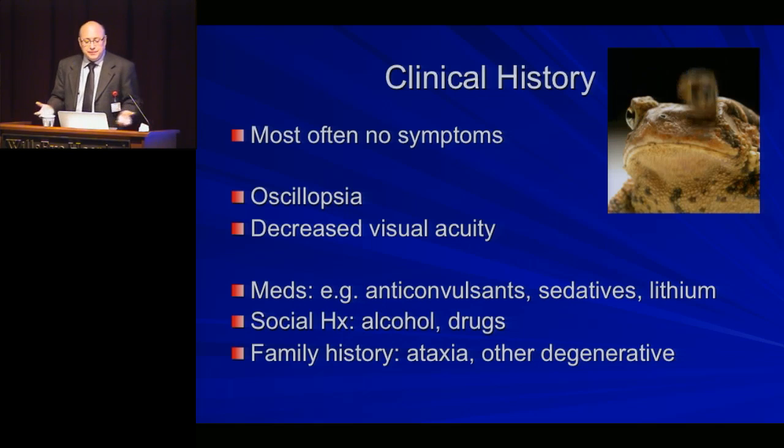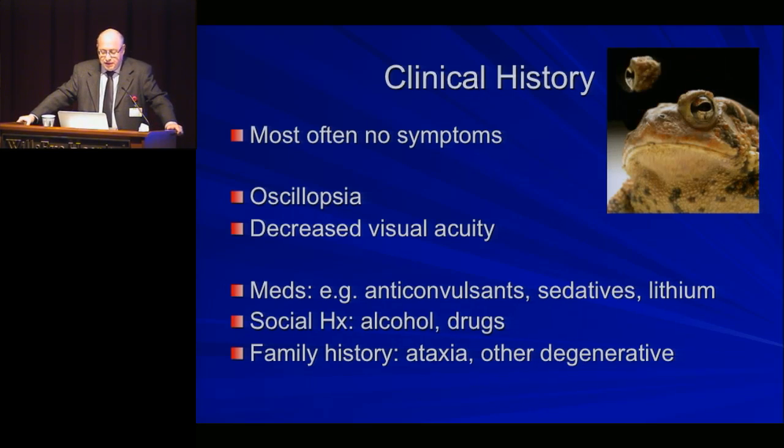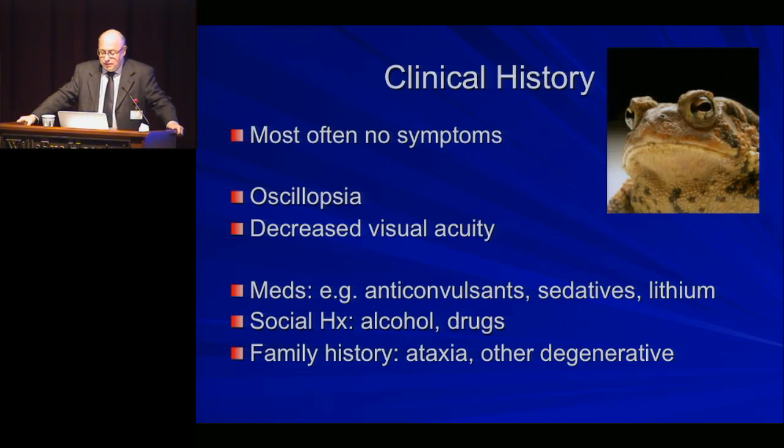What about history in these patients? So if someone comes in with nystagmus, most often they have no symptoms. So you ask them about symptoms, they have none. You just happen to see it on exam. But they may have oscillopsia. They may have a sense of shaking of the environment, and they may have decreased visual acuity if the movements are rapid enough. You want to ask about medications because probably the most common cause of nystagmus is a medication-induced nystagmus, such as anticonvulsants, sedatives, lithium, etc. You want to ask about alcohol or other drugs because that can cause nystagmus. We sometimes see patients coming in for their 8 a.m. appointment and they're a little bit drunk and they have nystagmus.